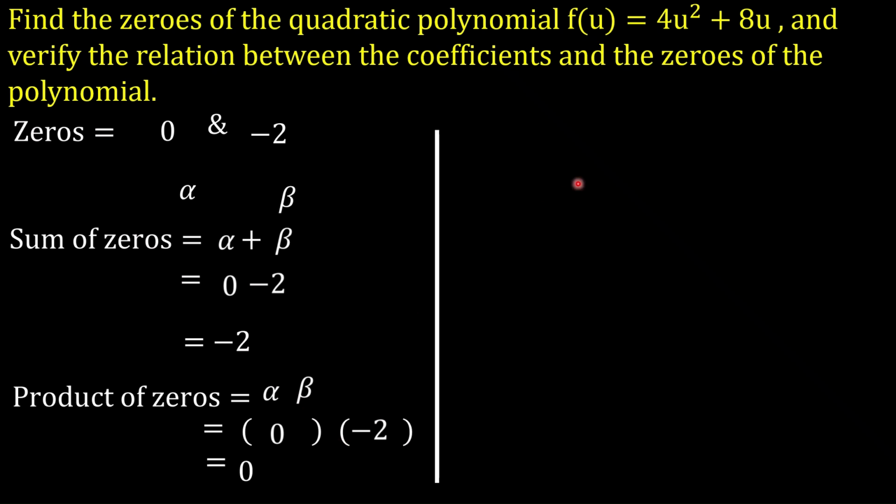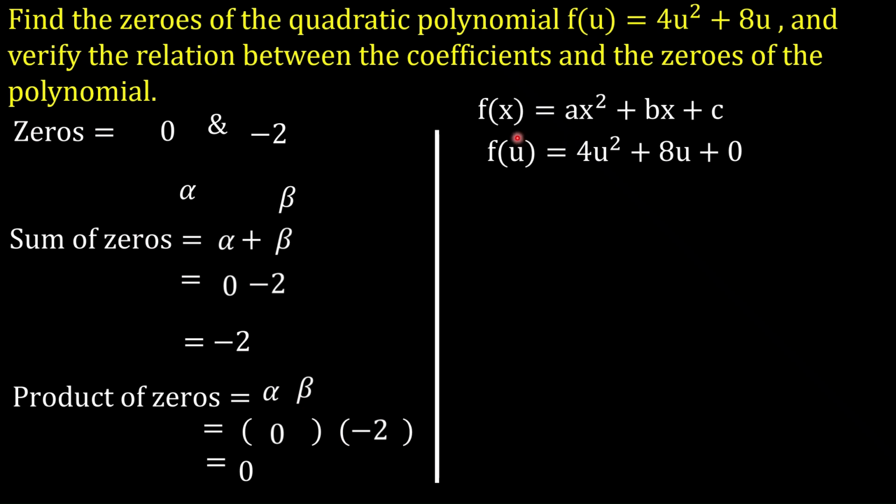Next, we have to find the sum of zeros and product of zeros from the quadratic equation. So, take the quadratic equation, that is f(u) = 4u² + 8u. Here the constant term is missing, so we write it as 4u² + 8u + 0. Comparing this with the standard quadratic equation f(x) = ax² + bx + c, where x is replaced by u, a = 4, b = 8, c = 0.